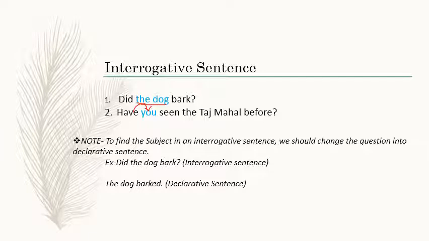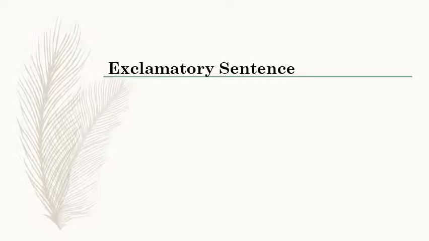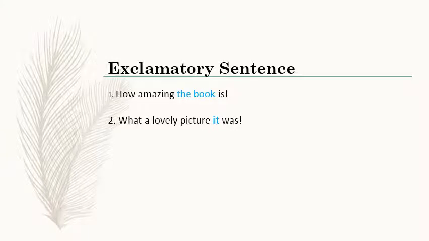Now let's see some more examples of an exclamatory sentence. Example number 1. How amazing the book is! As we have just read that a subject in an exclamatory sentence comes just before the verb. Where is the verb? Is. And just before that we have the subject of the sentence, that is the book.